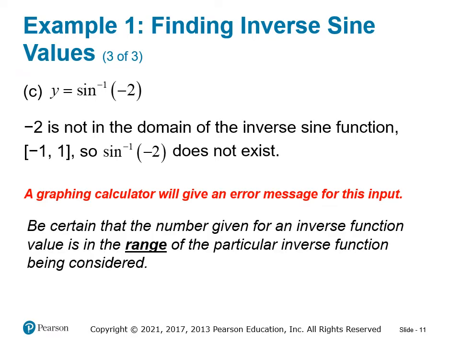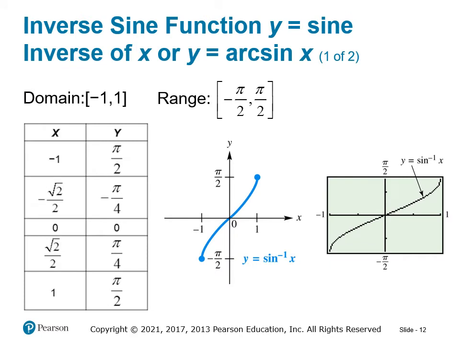When you use your calculator, also be sure that the number given for an inverse function is in the range of the particular inverse function being considered. For me, it's easier to think in terms of quadrants first than to just think in terms of that range. So thinking, is that number inside the quadrant that it should be in? All of the inverse trig functions have two quadrants, a positive and a negative, so you just have to figure out which quadrant you're dealing with. You can pause here and look at this.